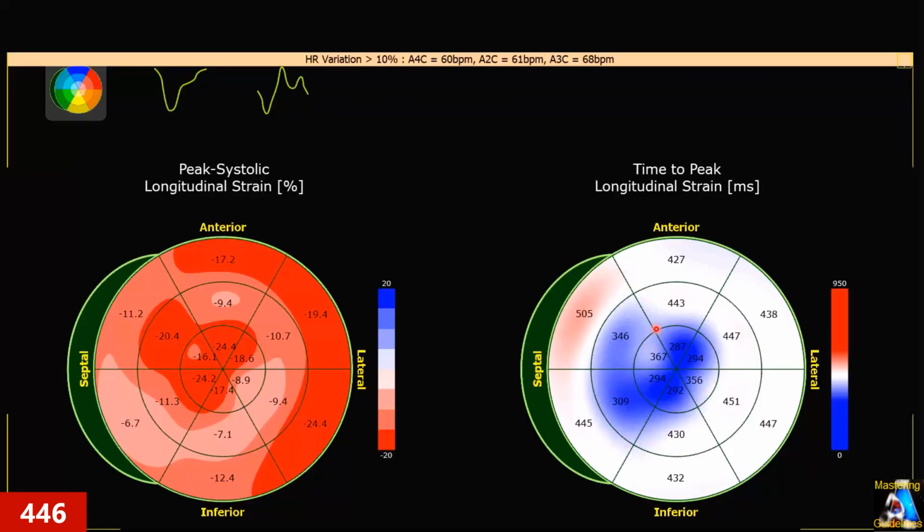Here you get a case, a bull's eye pattern for longitudinal strain and for time to peak longitudinal strain. How do you interpret this one, what are the findings in both of them, and what is the differential diagnosis for this case?